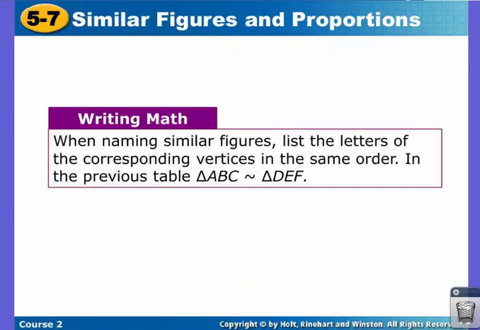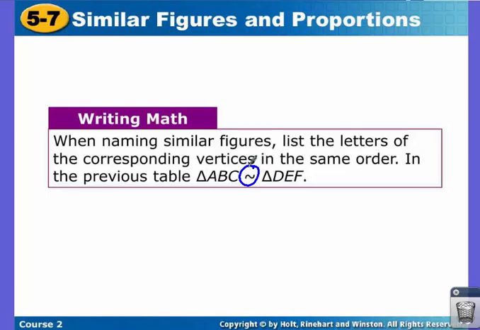So when naming similar figures, you're always going to list the letters of corresponding vertices in the same order. So take, for example, this says triangle ABC and triangle DEF. The A and the D have to be in the same spot. The B and the E have to be in the same spot. And the C and the F have to be in the same spot.